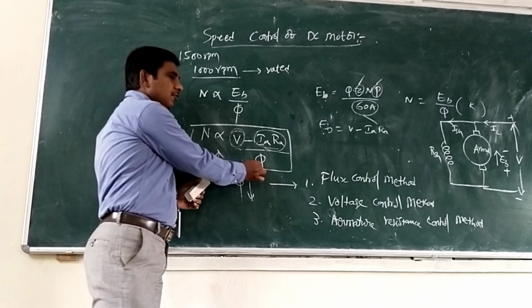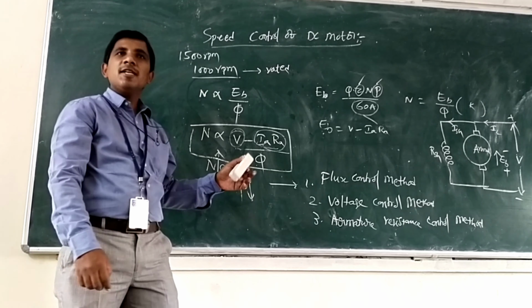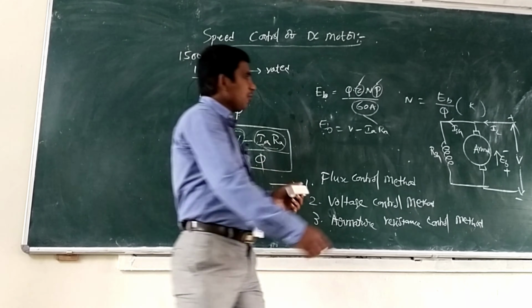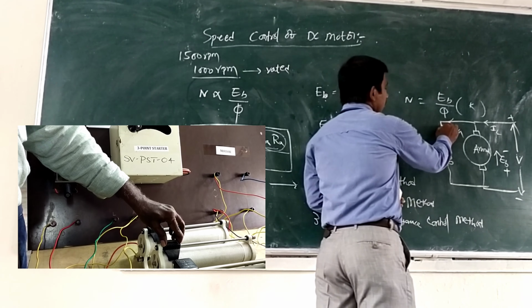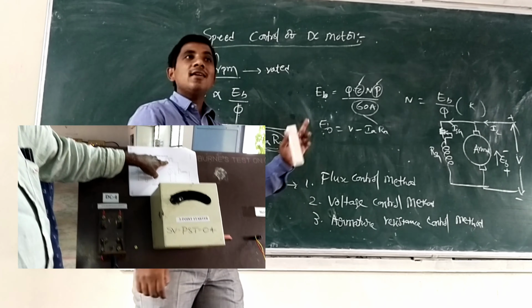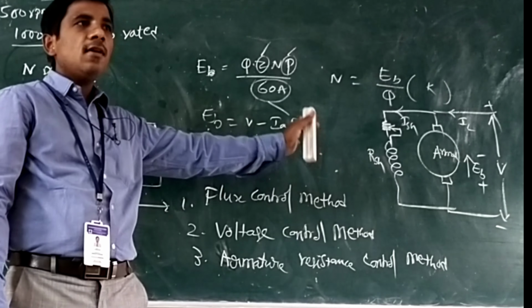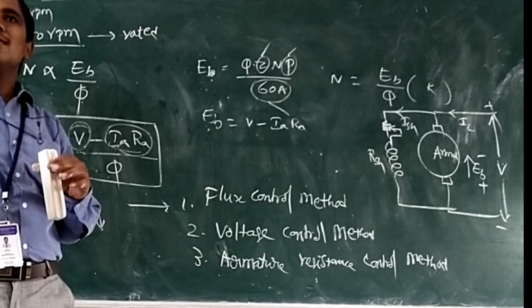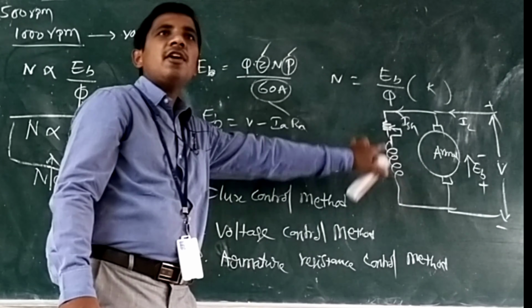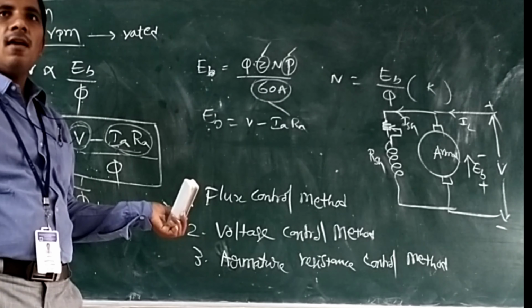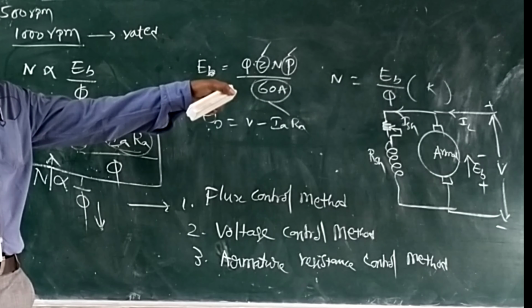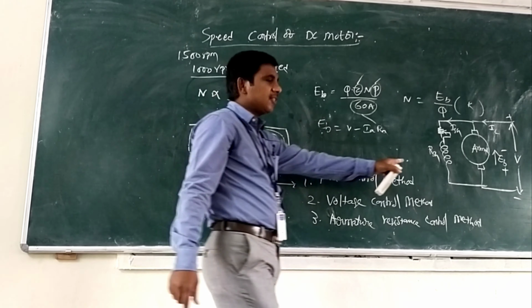One of the methods is the flux control method, which means controlling the flux phi. If you provide a variable rheostat in series with the field winding, we can adjust the current in the shunt field winding, which produces the flux. The rheostat or resistance opposes the current. If you adjust the current by using a rheostat, it is known as the flux control method. A simple diagram to represent the flux control method is this one.